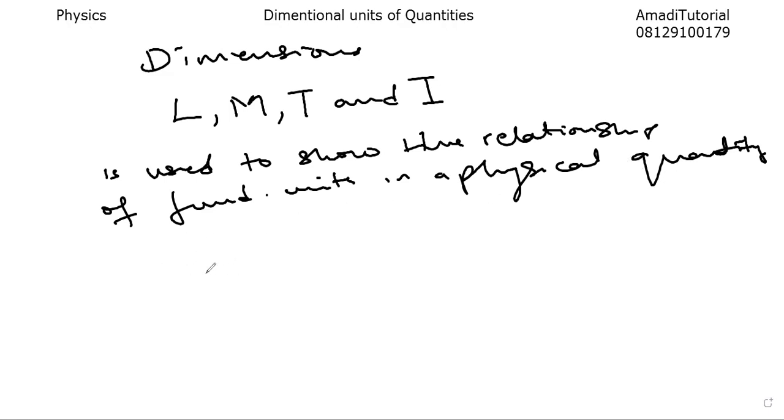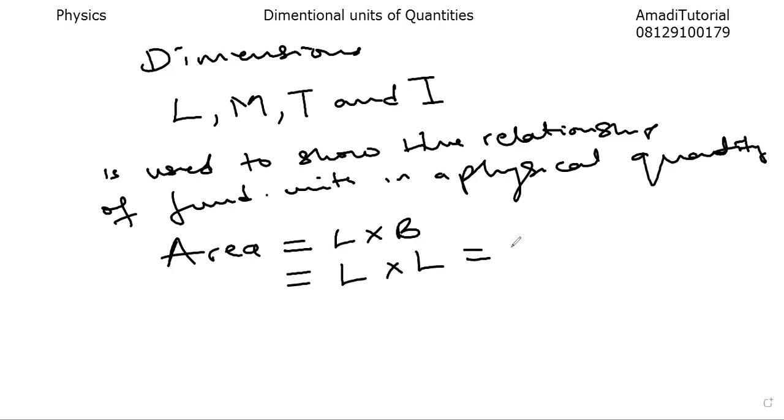Take for instance area. What is the dimensional unit for area? We know that the formula for area is length times breadth. And this breadth is also a length on its own. So in fundamental quantities, this is length times length, which equals length squared. So the dimensional unit for area is capital letter L raised to power of 2.